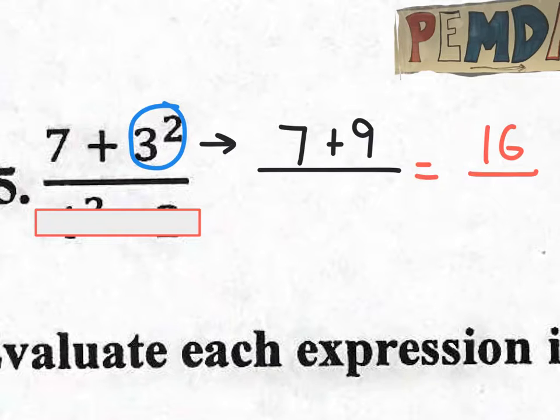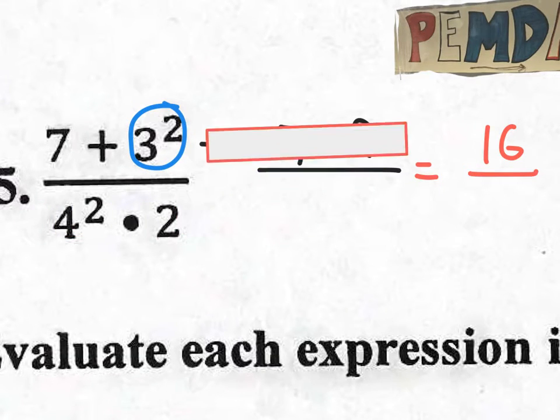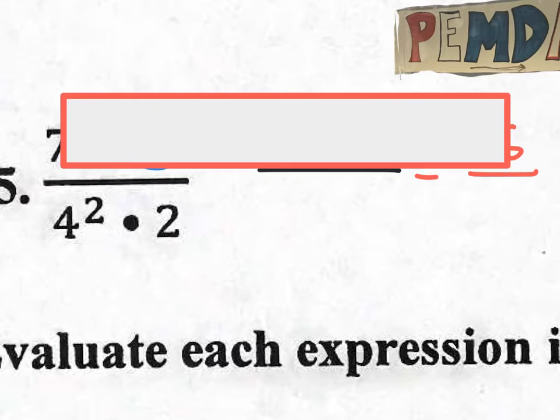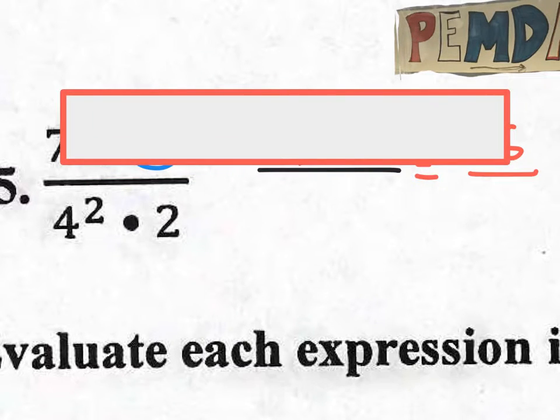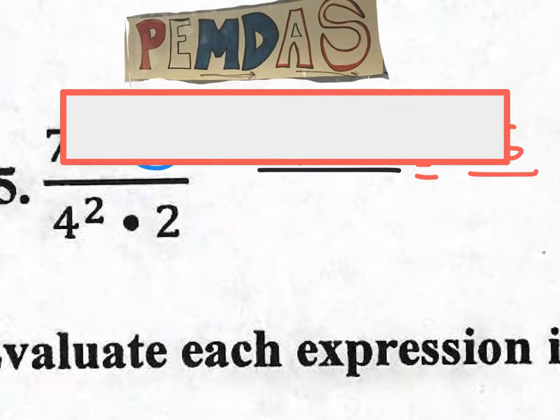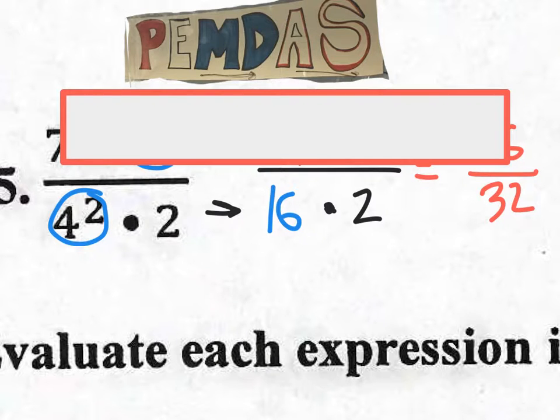Now let's ignore the top and focus in on the bottom. So let's ignore this top part, all this work we just did. And on the bottom, I have multiplication, and I also have exponents. So according to PEMDAS, do I do exponents first, or do I multiply first? Exponents. So let's go for 4 squared. And 4 squared is 16. And of course, I'm just going to rewrite the times 2. And 16 times 2 is 32. There we go, so there's our final answer there.